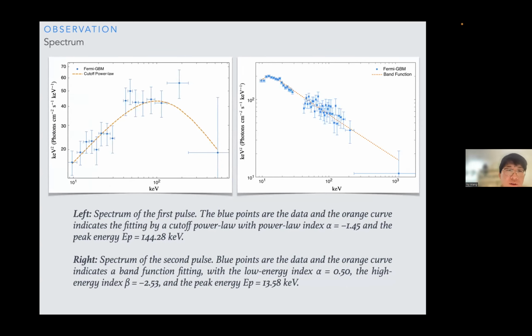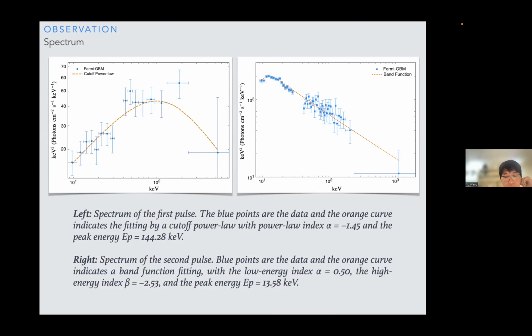We first do the spectral fitting of these two pulses. We did it by Bayesian analysis with Markov chain Monte Carlo, and also double-checked by using the Fermi GBM data tools. For the first pulse, the cutoff power-law function gives the best fit compared to the power law, Band function and others. We also tested an additional blackbody component in our model, but it did not lead to a statistical improvement.